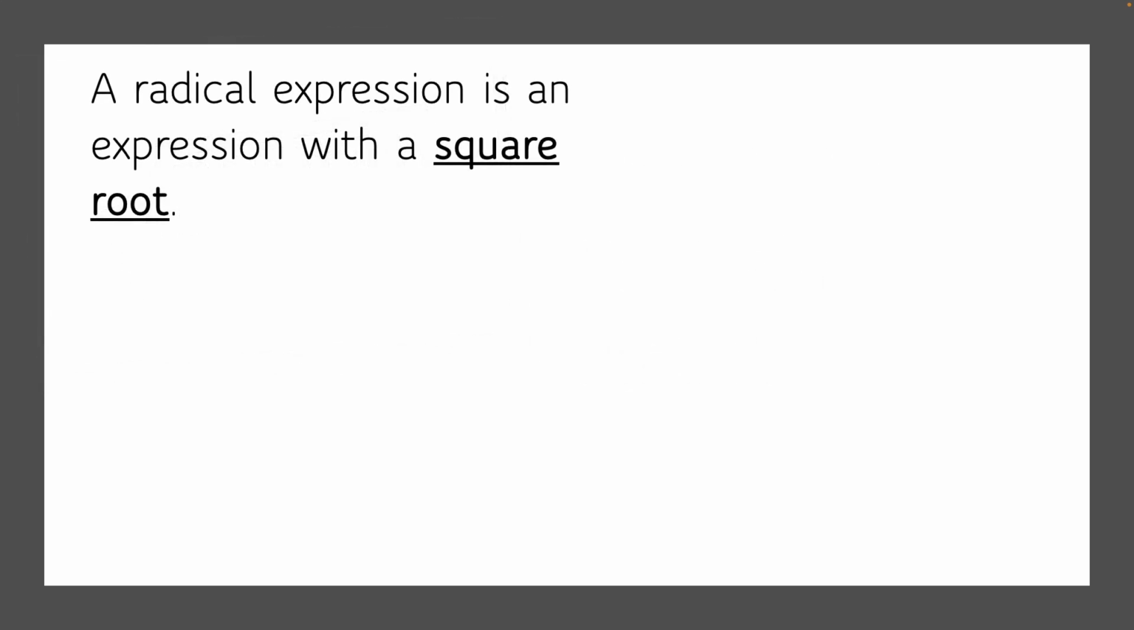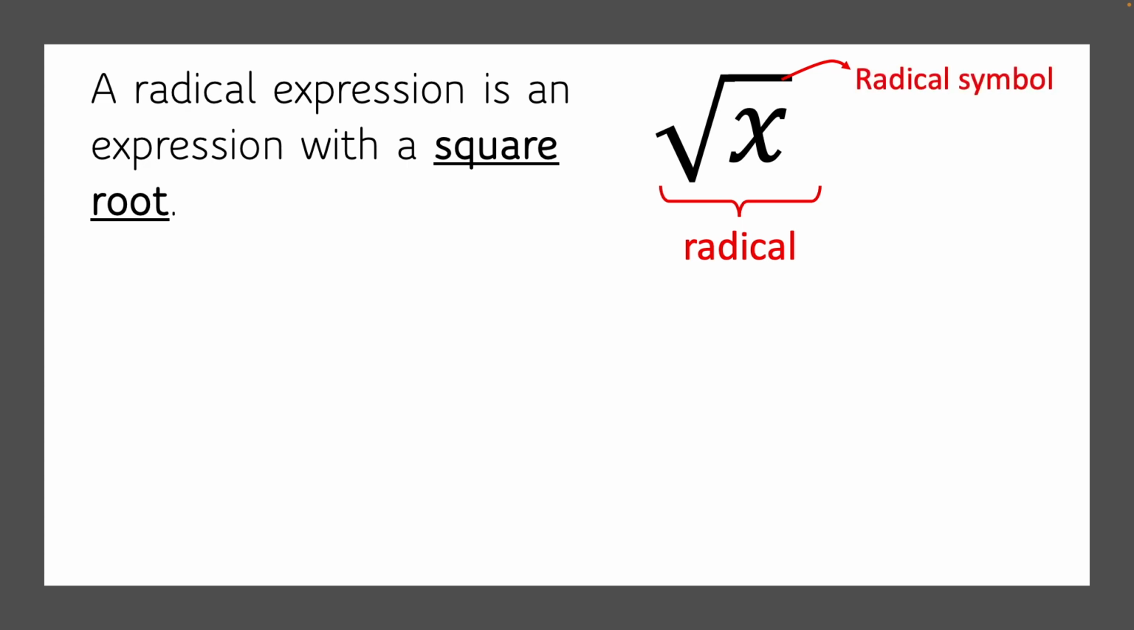So first of all, what's a radical? A radical expression is an expression with a square root. So this whole thing here, that's called a radical. The symbol, that little tent thing above the x, that's called the radical symbol. And then the x, or anything that's under the radical symbol, that's called the radicand.